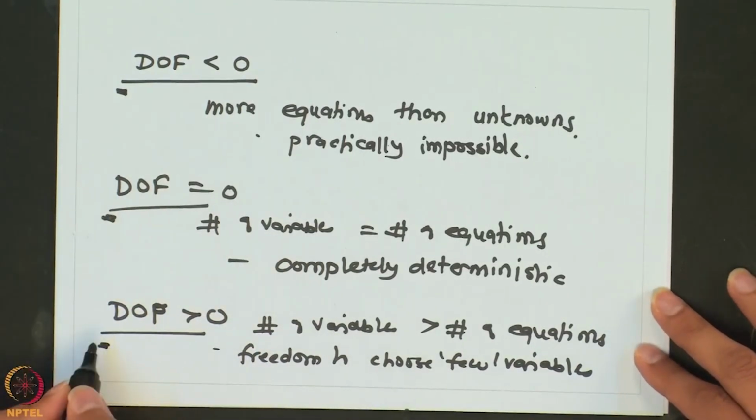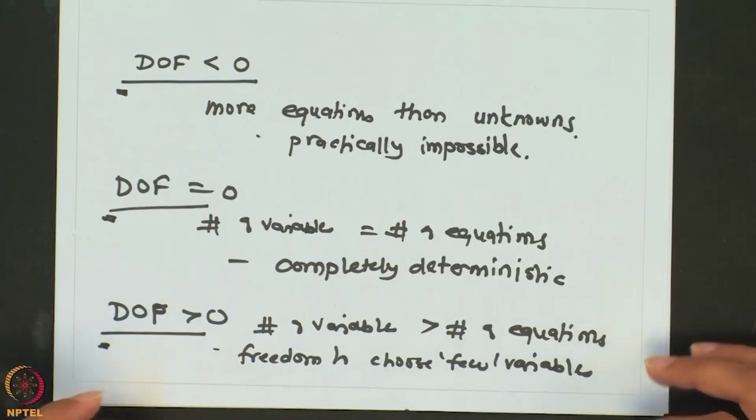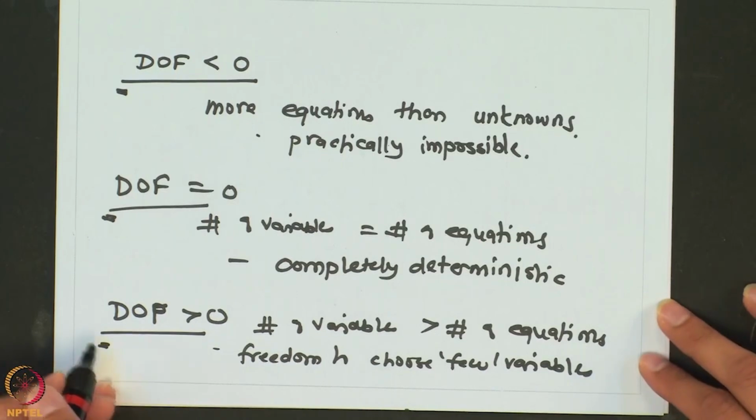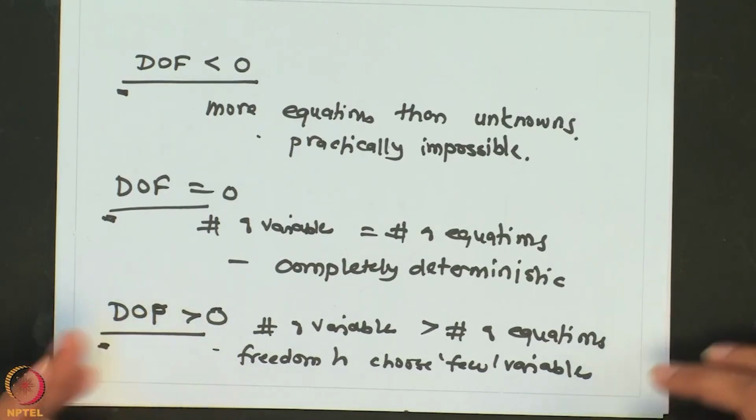So, only these cases are the ones where the process can be manipulated, and we know from control that we have to be able to manipulate the process. So, degree of freedom greater than 0 is a requirement when we talk about any process control. So, if we come back to this example, we have degree of freedom 2, so that means this process can be controlled.